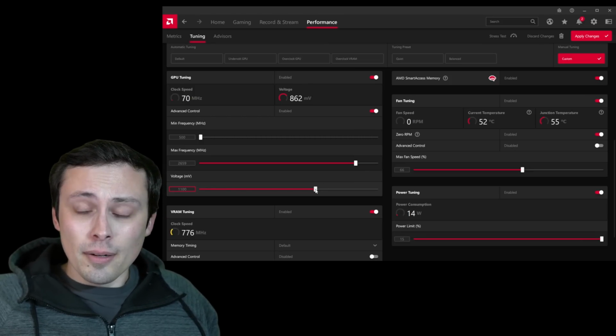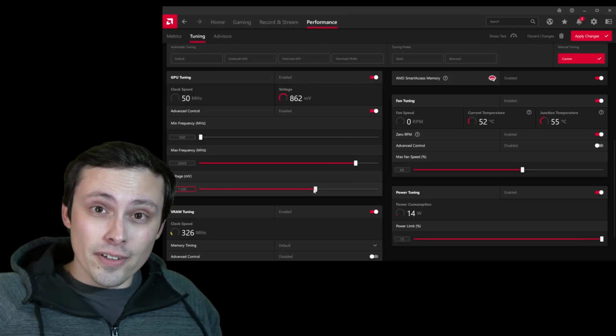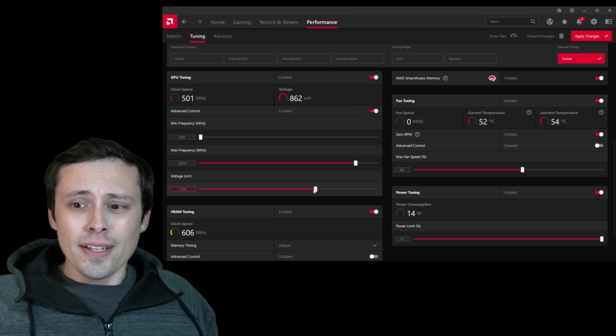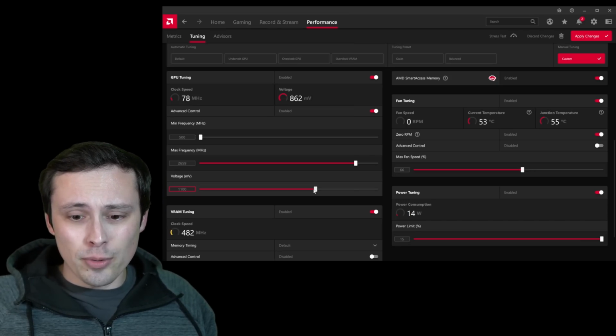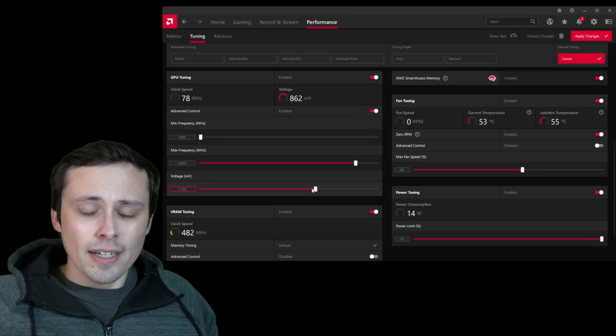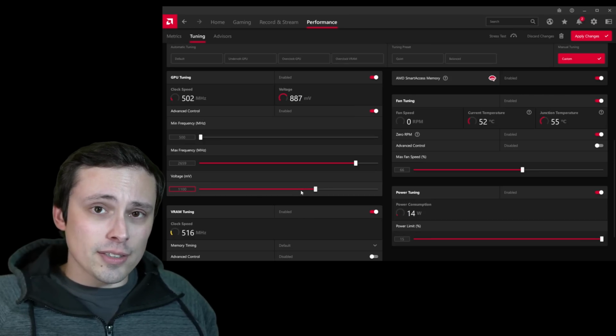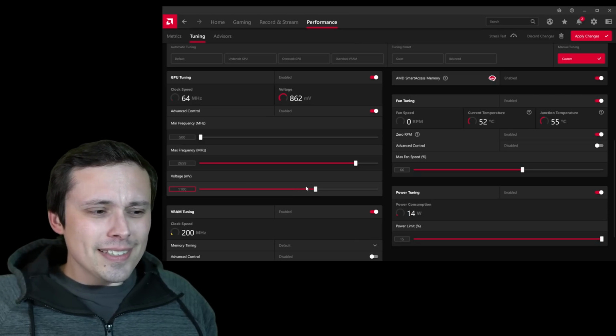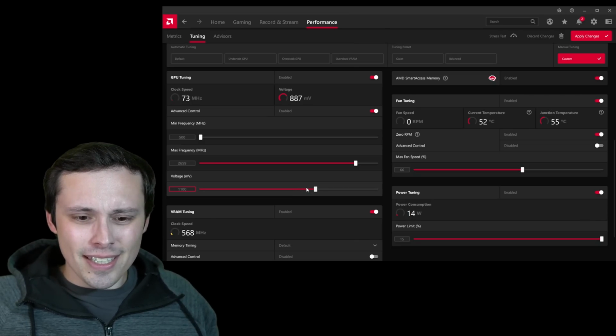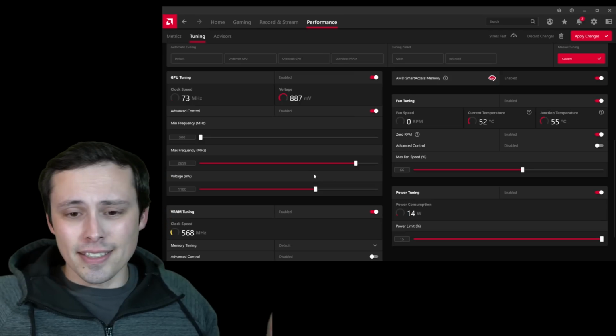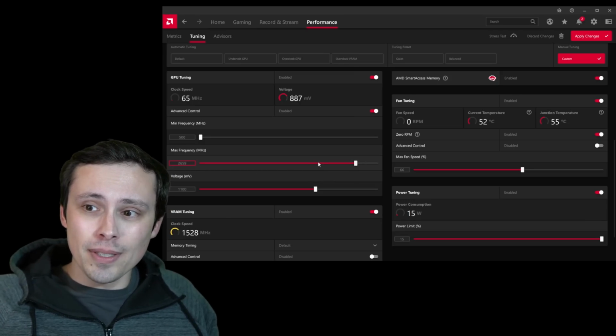I tried it out. I was stable. I went a little bit further and it seemed stable. But then when I switched to Red Dead Redemption 2, it was not able to complete the benchmark when I went much lower than this. So I went back to 1100. It seemed stable at like 1070. But then, like I said, sometimes it's stable in one game, but not another.